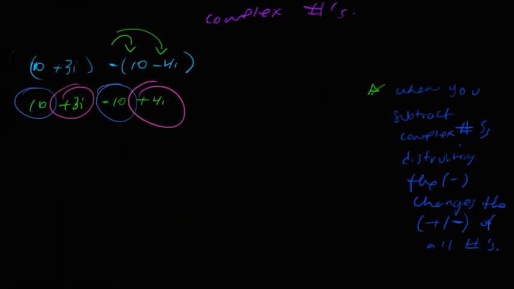Okay. And then let's go ahead and do our blue plus our blue, and then our pink plus our pink, right? So blue plus blue, we have 10 minus 10, plus 3i plus 4i. Let's talk about 10 minus 10 first. 10 minus 10, of course, is 0. Plus 3i plus 4i, which is 7i. So 0 plus 7i is the same thing as writing 7i.